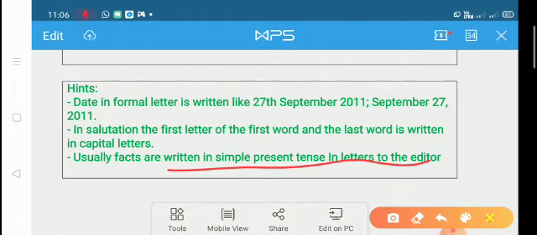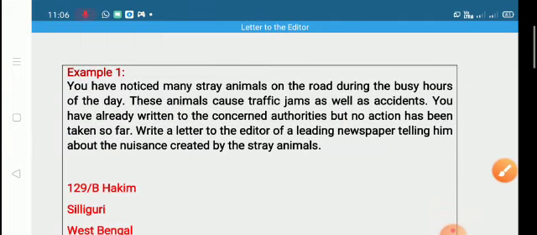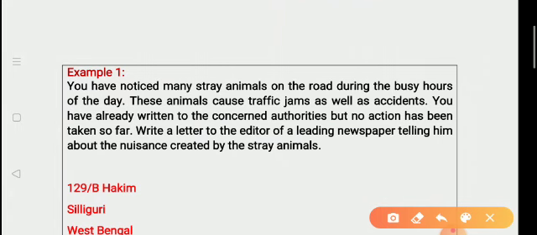Now I will show you some examples. So here is one example. You have noticed many stray animals on the road during the busy hours of the day. These animals cause traffic jams as well as accidents. You have already written to the concerned authorities, but no action has been taken so far. Write a letter to the editor of a leading newspaper telling him about the nuisance created by stray animals. You have a question and you have to write a letter to the editor. You know the format of the letter to the editor.